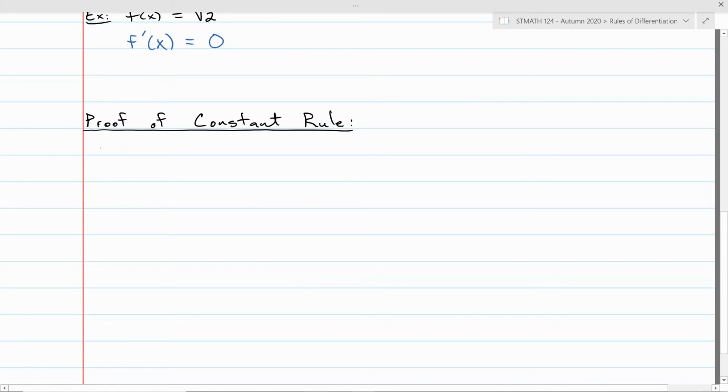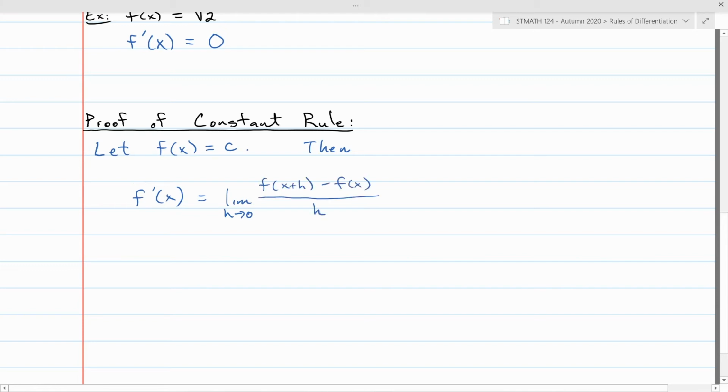So I'm trying to prove that a constant function has its derivative equal to 0. So let me just make some notation here. Let's let f of x be our constant expressed as a function. Then we know how to compute the derivative of any function. f prime of x can be obtained by taking the limit as h goes to 0 of f of x plus h minus f of x over h. In the absence of some kind of rule that we can apply, when we're developing rules of differentiation, we usually fall back to the definition of derivative.